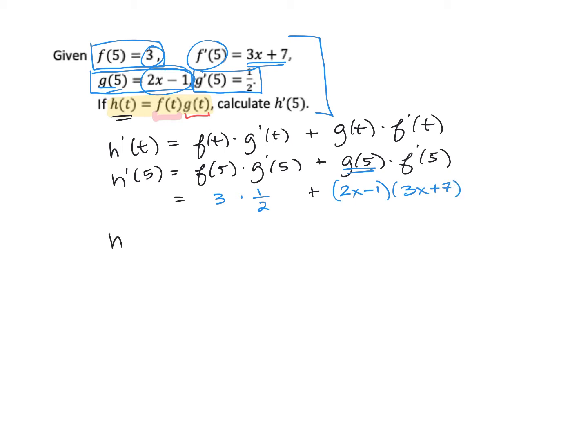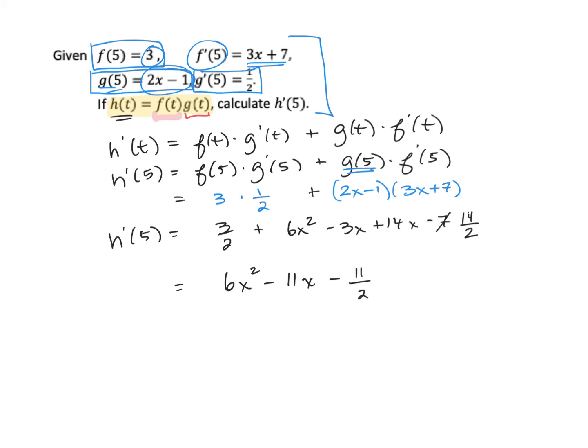So h prime of 5 equals, we have 3 over 2 plus 6x squared minus 3x plus 14x minus 7. And then we're going to add that together. So 7 is going to become 14 over 2, so we can have common denominators, right? And so that's going to equal 6x squared minus 11x, and then minus 14 minus 3 is going to be 11 over 2. And that's it. That's what h prime of 5 is.